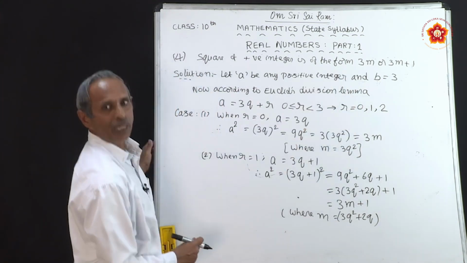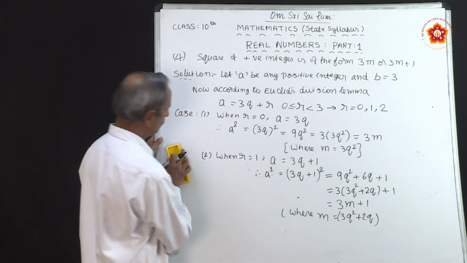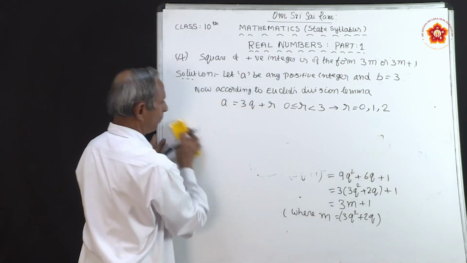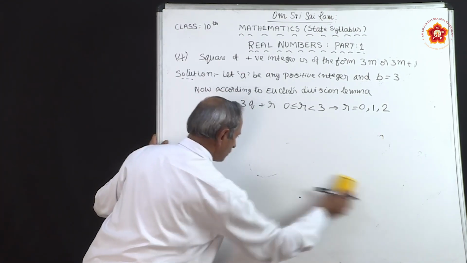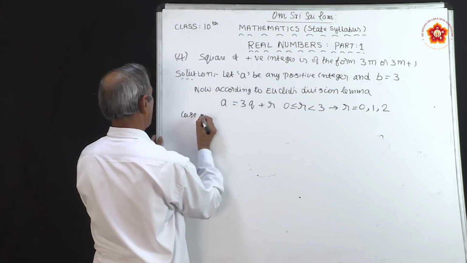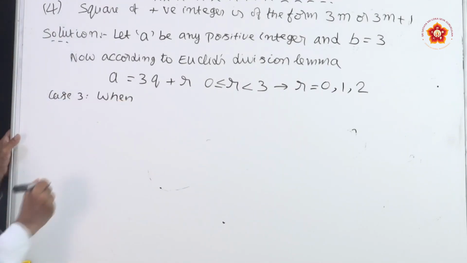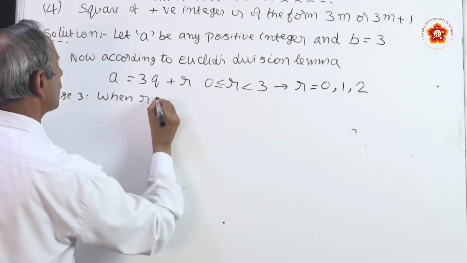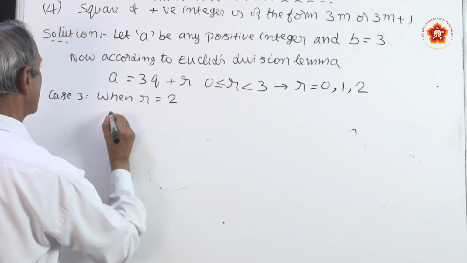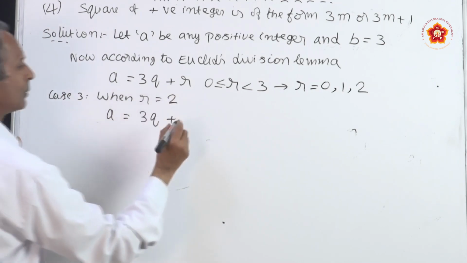Now, there is another case also. Let us prove the third one now. Case 3. Now, in this case, we have taken r equal to 2. Therefore, a becomes 3q plus r, and instead of r, you have taken 2.